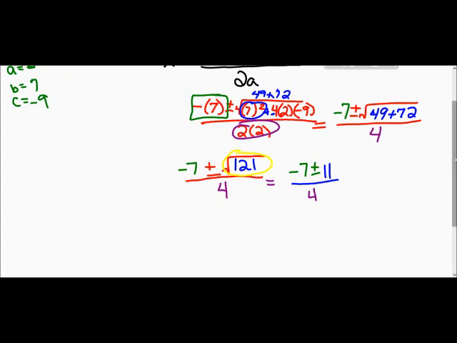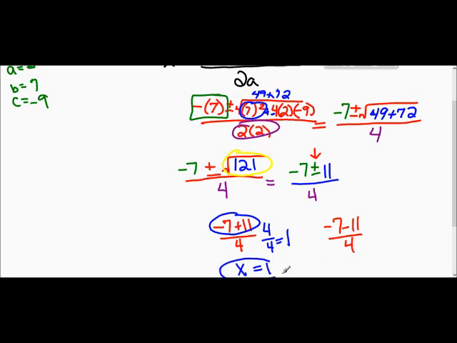Okay? So now there really isn't a whole lot more to simplify. But remember, we're going to have 2 answers. So what I'm going to do now is I'm going to separate this plus or minus. And I'm going to say negative 7 plus 11 divided by 4. And I'm also going to say negative 7 minus 11 divided by 4. Okay, so that's where my 2 answers are going to come from. So then I just simplify it. The negative 7 plus 11 makes 4 divided by 4, which is 1. So my first answer is x equals 1.